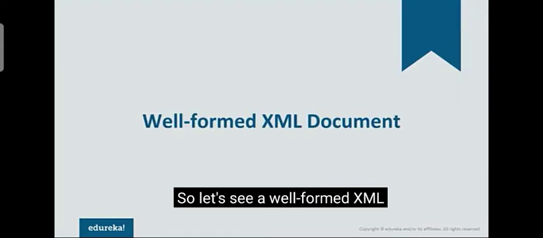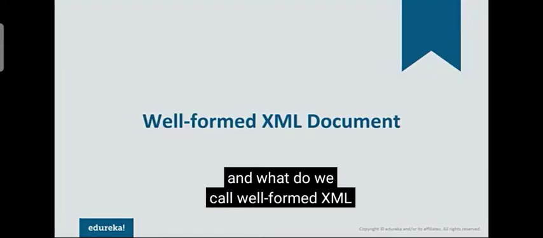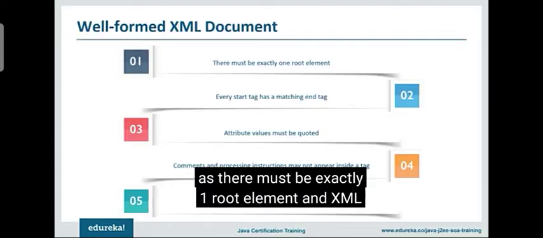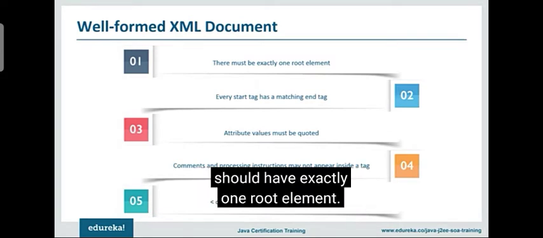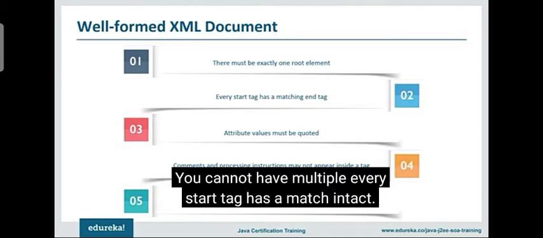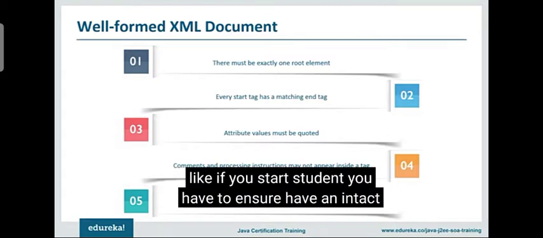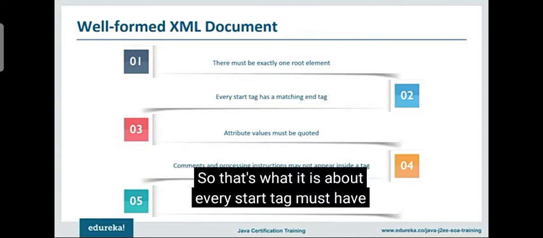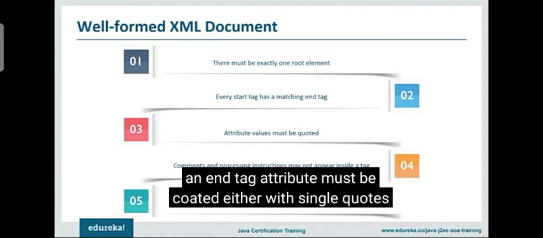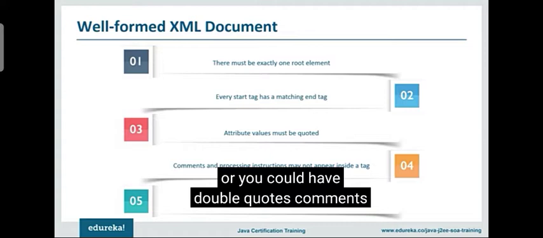So let's see a well-formed XML, and what do we call well-formed XML? There must be exactly one root element. An XML should have exactly one root element. You cannot have multiple. Every start tag has a matched end tag. So we saw in the previous example, if you start student, you have to ensure there is an end tag for student as well. Every start tag must have an end tag. Attributes must be quoted, either with single quotes or double quotes.